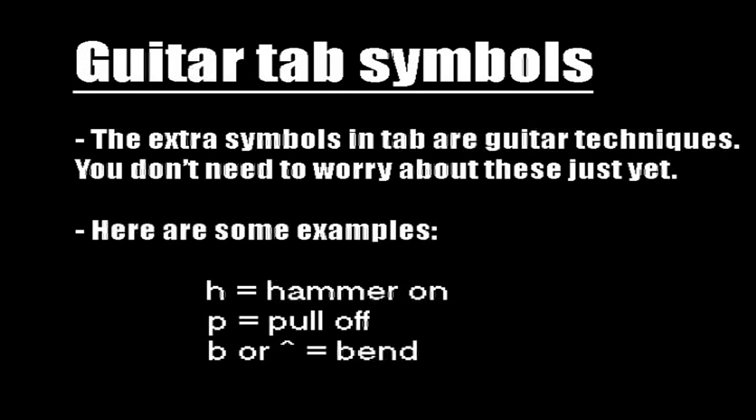When you're reading through a piece of tablature, you'll find that you'll come across different symbols as well as numbers. These symbols represent different guitar techniques. So for example, the H equals hammer on, P equals pull off, and B equals bend. And these are different guitar techniques. And you don't really need to worry about these just yet.